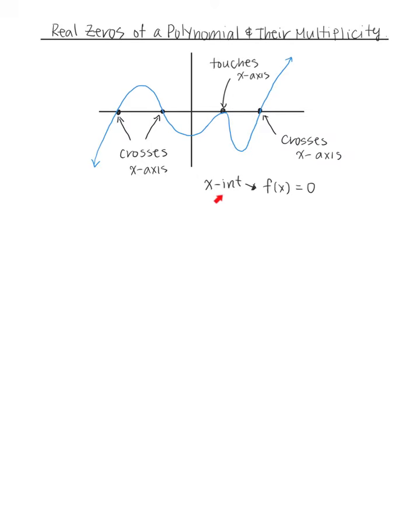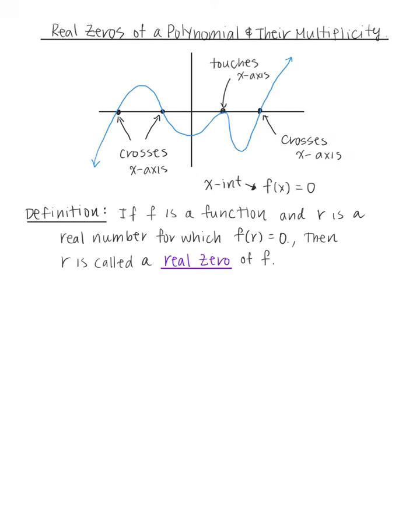But anyways, let's just write down the formal definition. It says that if f is a function and r is a real number for which f of r equals 0, then r is called a real zero of f, or the x-intercept.